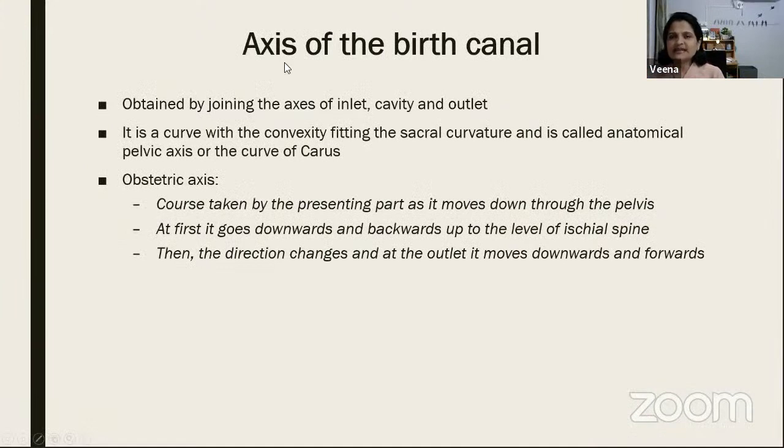Now there is something called the axis of the birth canal. All of you may be aware of it. The anatomical axis is called the curve of Carus. But what's important for us is the course taken by the fetus when it moves down the pelvis, which is called the obstetric axis. Initially, till the level of the ischial spine, it goes downwards and backwards. Then it will go downwards and frontwards from the ischial spine onwards. That is the exact curve of Carus.